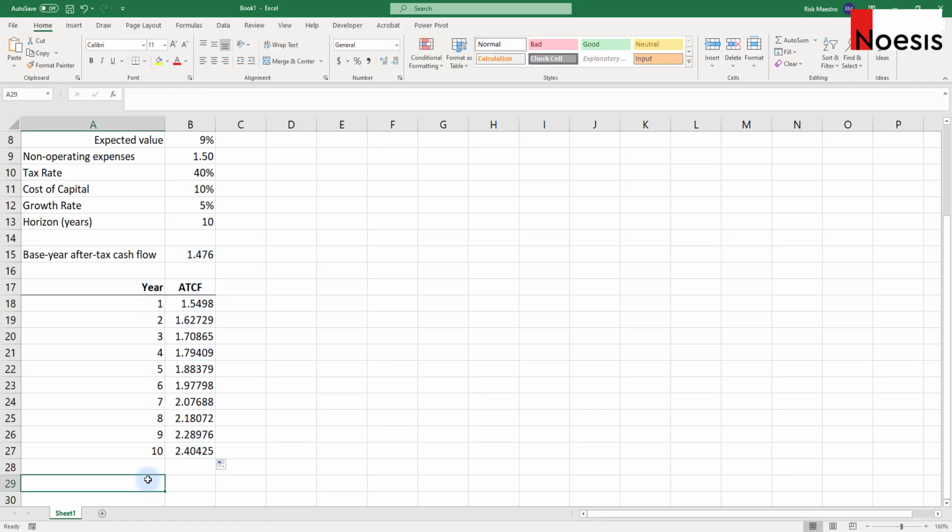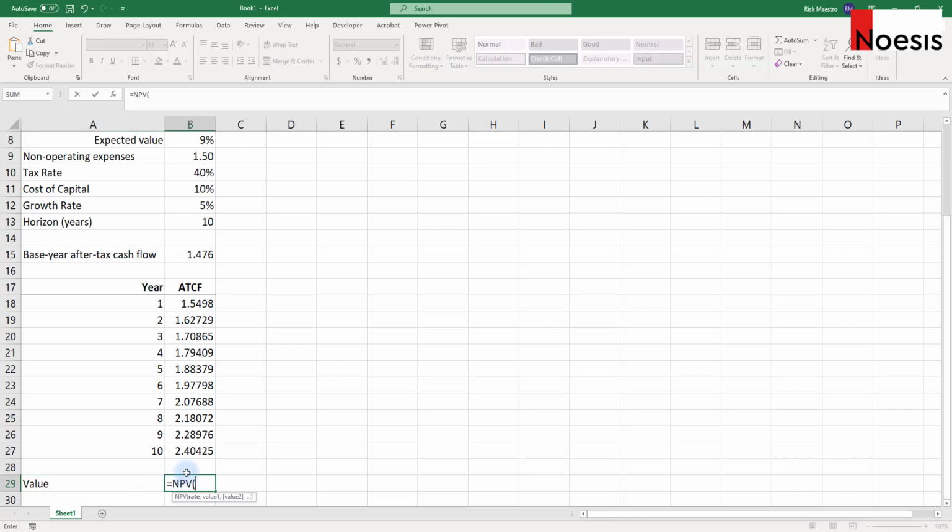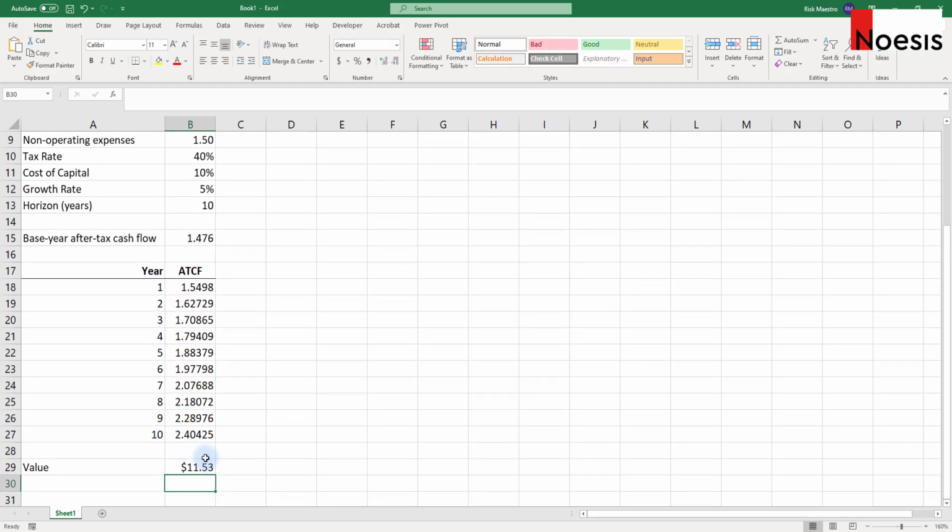So lastly, we just have to calculate the value of the store. The value of the store here will be the NPV, using the NPV function. The rate here is 10%. Then we highlight all the values from year 1 onwards, and we get 11.53 million. So this is the expected value of the store.